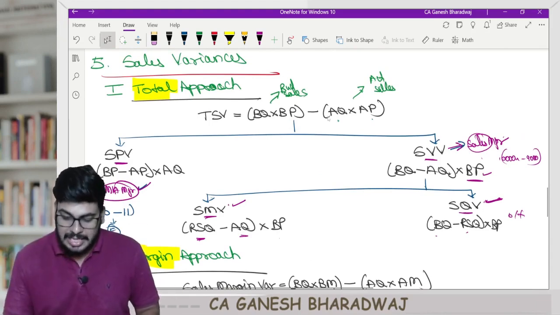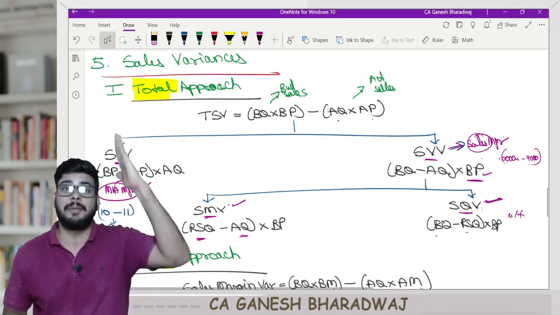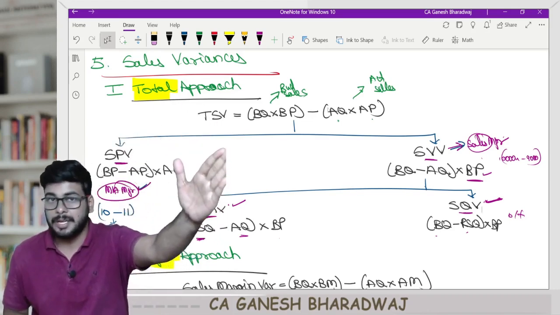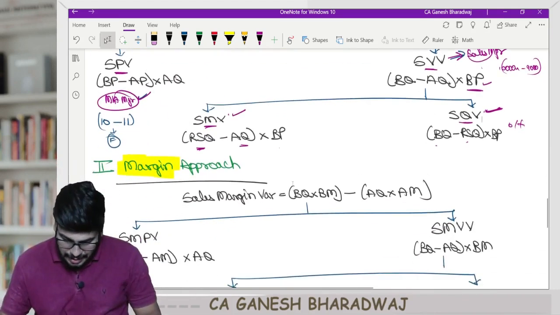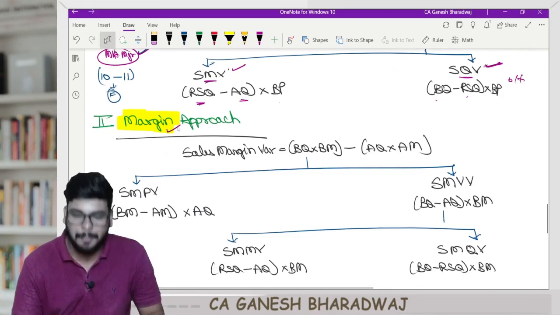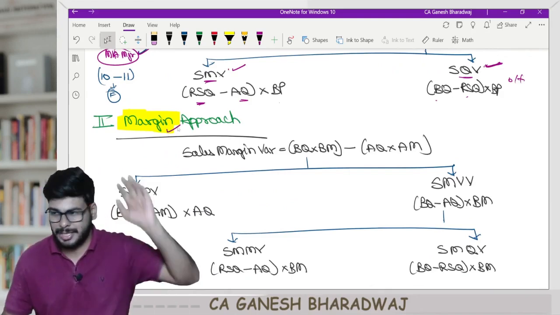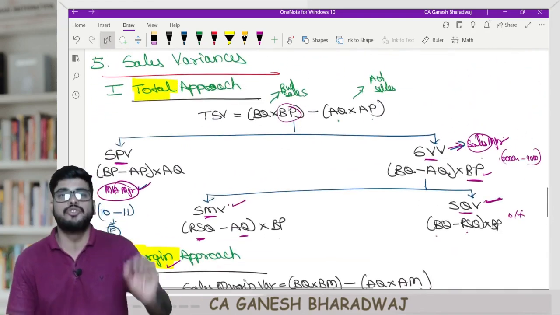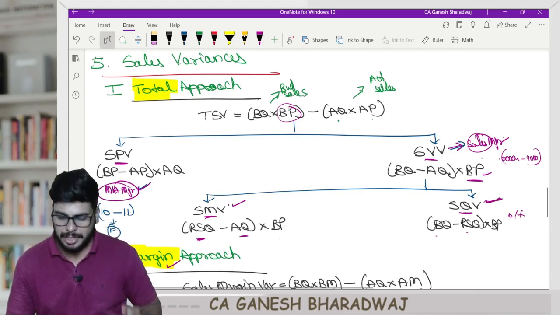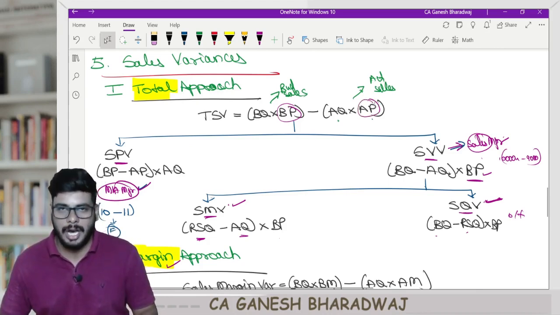Basically, remember, the sales variance under total approach captures what? The difference in the budgeted sales revenue versus the actual revenue. Whereas, what does this margin approach talk about? This margin approach is exactly the same. Wherever you use budgeted price, you use budgeted profit or budgeted margin. Wherever you use actual price, you will use actual margin. Are you clear with this?